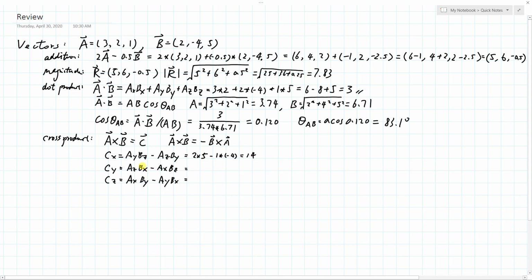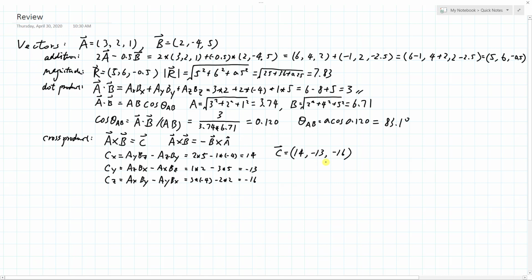And AzBx, 1 and a 2, minus AxBz, 3 and a 5. So 2 minus 15 is minus 13. And then AxBy, 3 and minus 4, and AyBx, so 2 and a 2, 2 times 2. So this is a negative 12, negative 4, negative 16. So vector C is equal to 14, minus 13, minus 16.